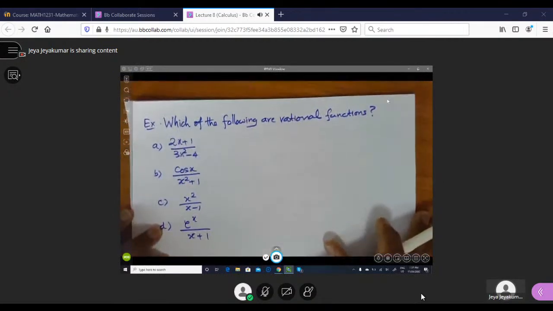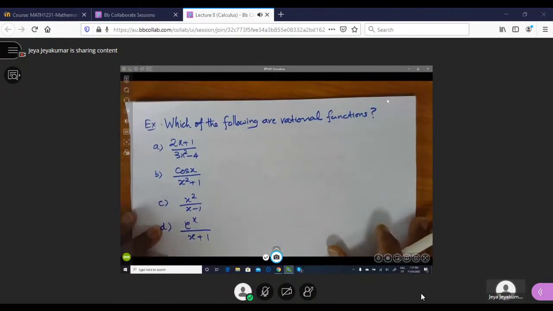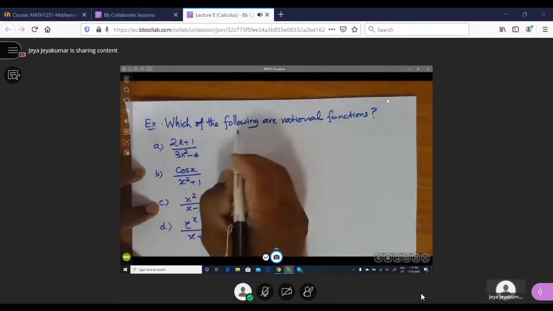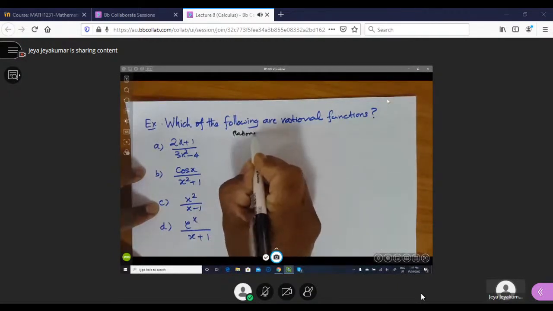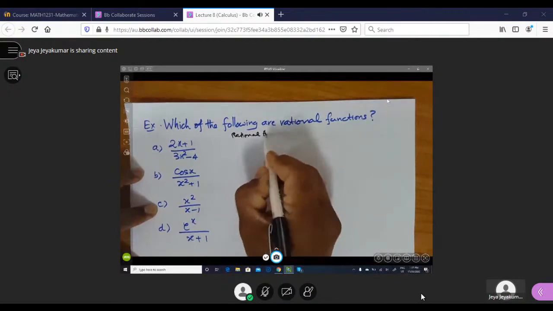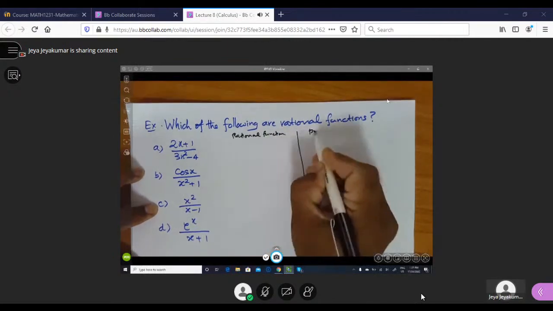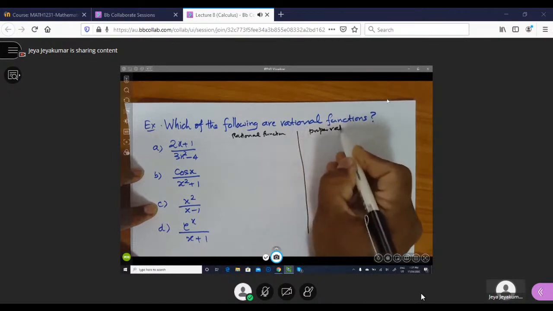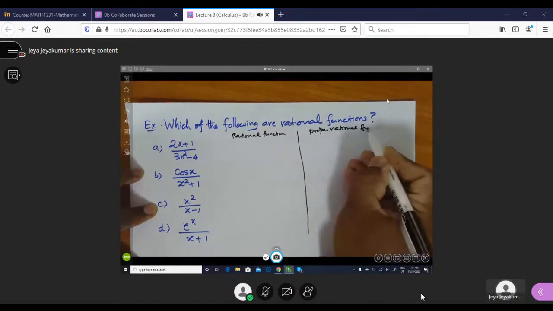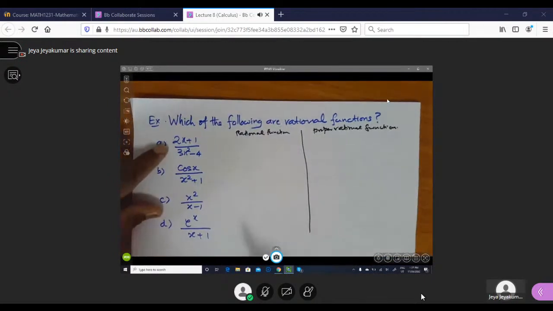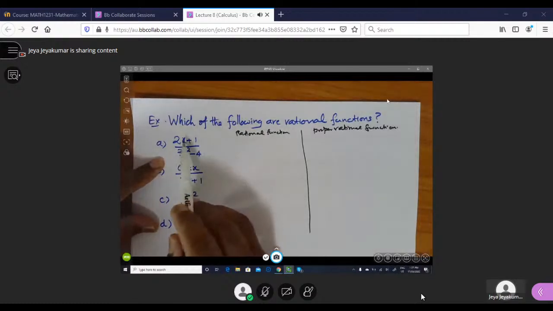Let's go through this example here. I've written down 4 of them. Let's look at whether they are rational functions or not, and whether they are proper rational functions. Let's look at the first one. It's 2x plus 1 over 3x squared minus 4. The degree of the polynomial at the top is 1.